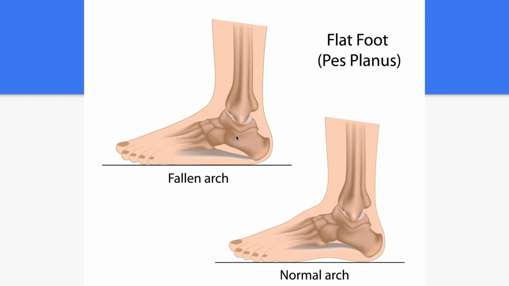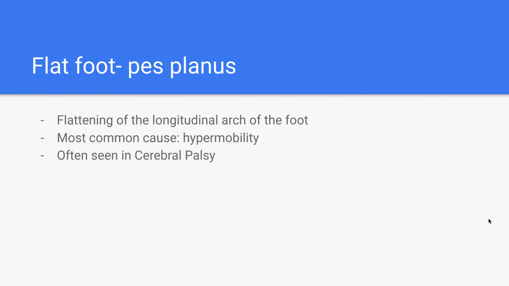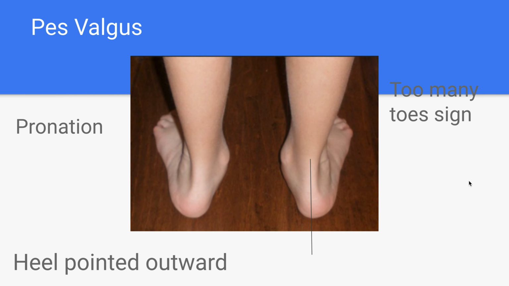Again, a flattened foot is due to a fallen arch. Here would be a normal arch. Normally, in children, you can see a normal arch, and in adults, you can see this normal arch as well. One of the main causes of flattened foot is hypermobility, but one of the conditions, cerebral palsy, is the condition where you would see a flattened foot.